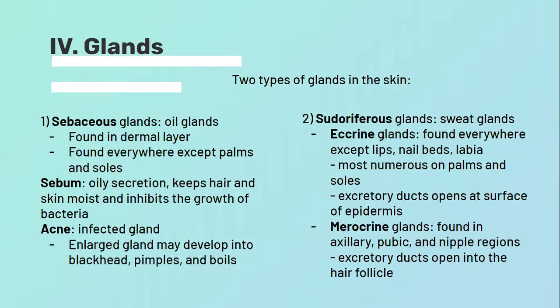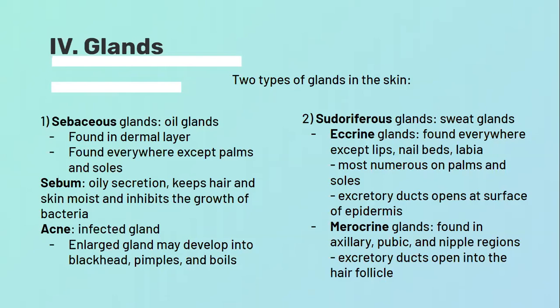There's two types of sudoriferous glands. There's eccrine glands. They're found everywhere over your body, except your lips, nail beds, and labia. And they're most numerous on your palms and soles, unlike the sebaceous glands, which aren't found on your palms and soles. And if you think about it, because sudoriferous glands are sweat glands, when you're nervous for something, your palms start to sweat, your feet are sweaty, and you have to wipe your hands on your pants because they're just so sweaty and you can't concentrate. That's how I remember it.